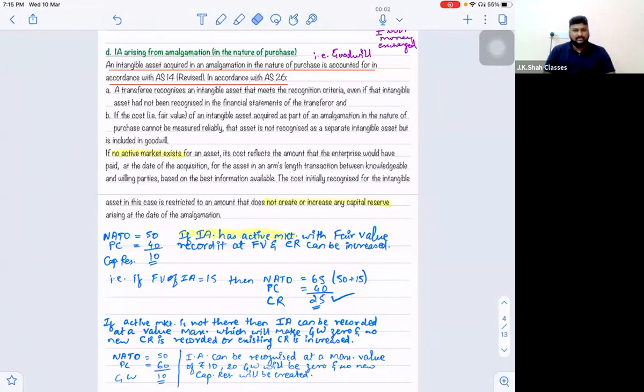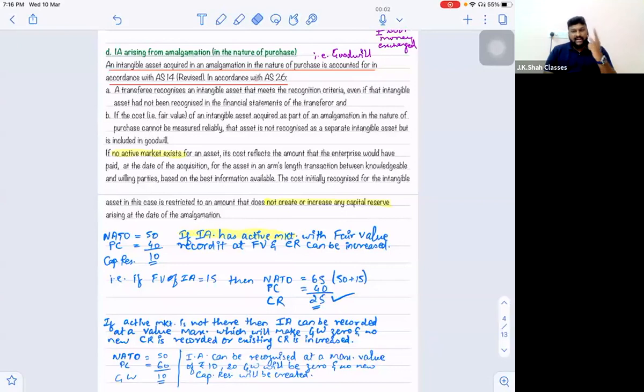So how to sum it up? Sir, very simple. First point. If the fair value is not available at all, don't record it. Second point. If active market is there, definitely you will have a fair value. Record at the fair value. At whatever value, no problem. Whether it is creating goodwill, whether it is creating capital reserve, increasing capital reserve, no problem.